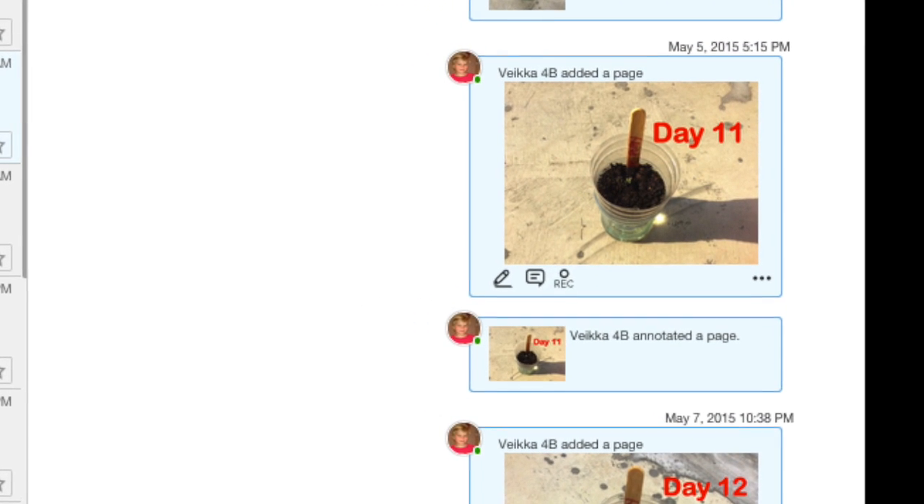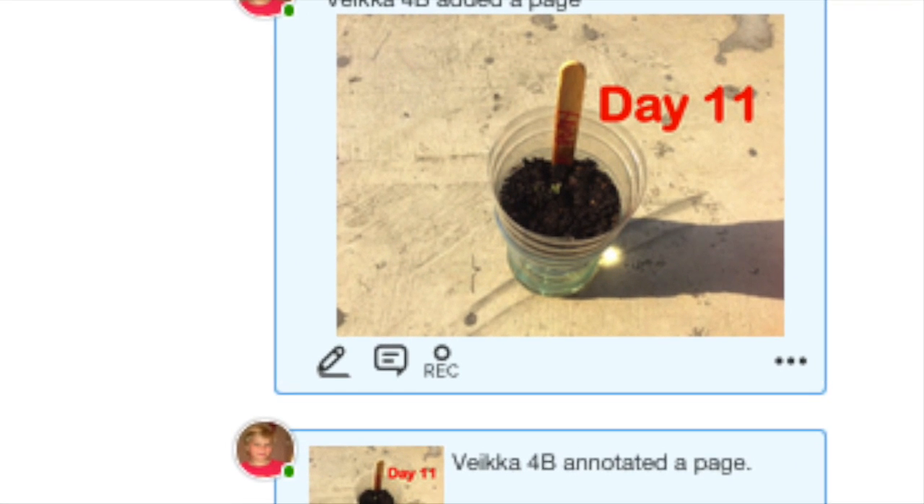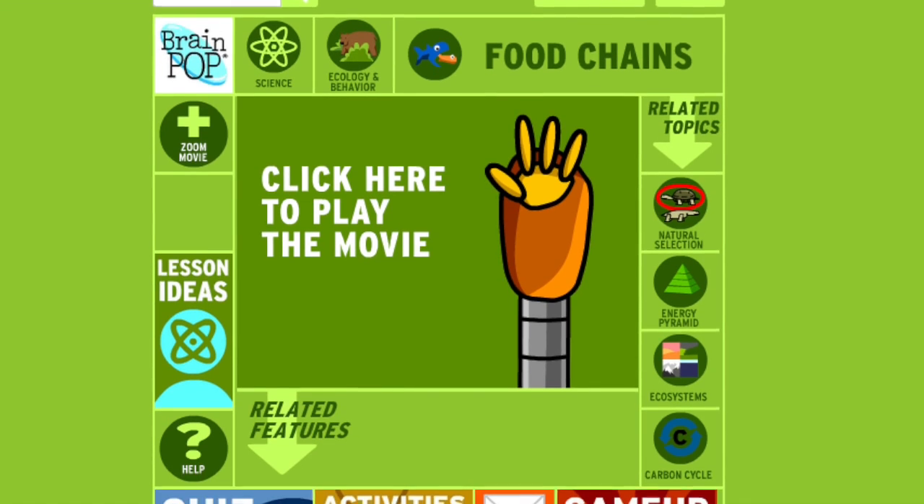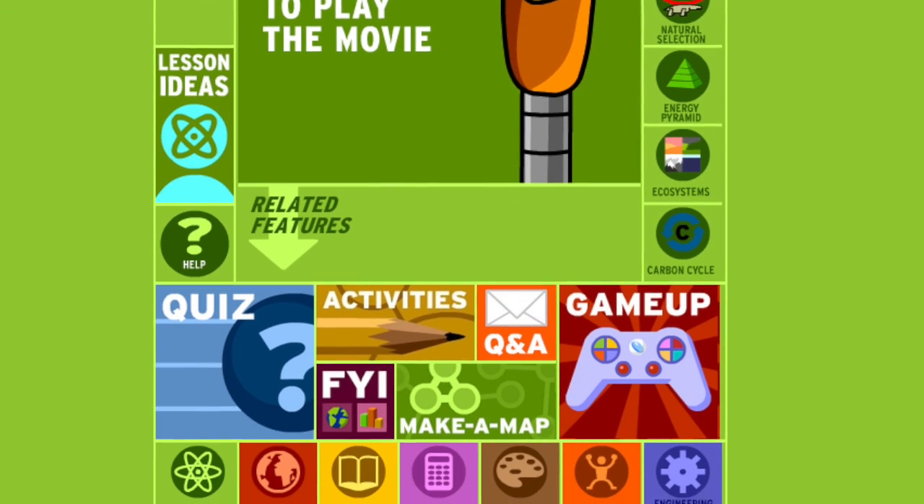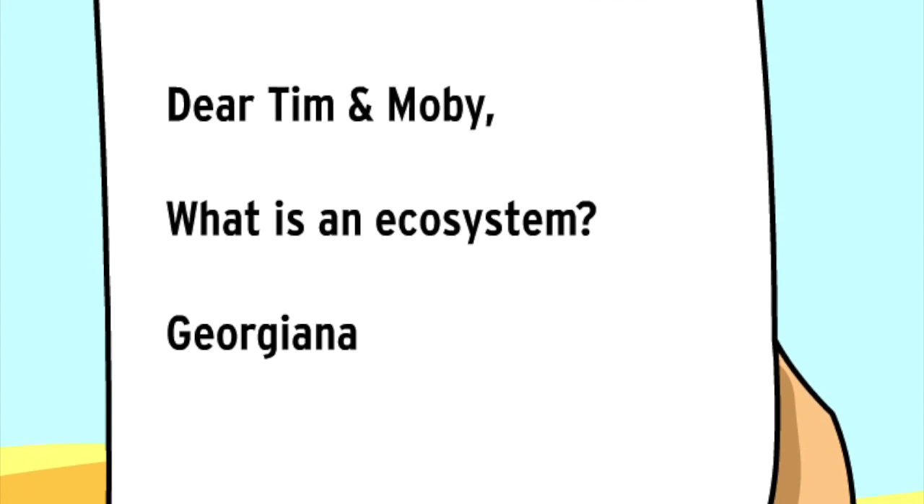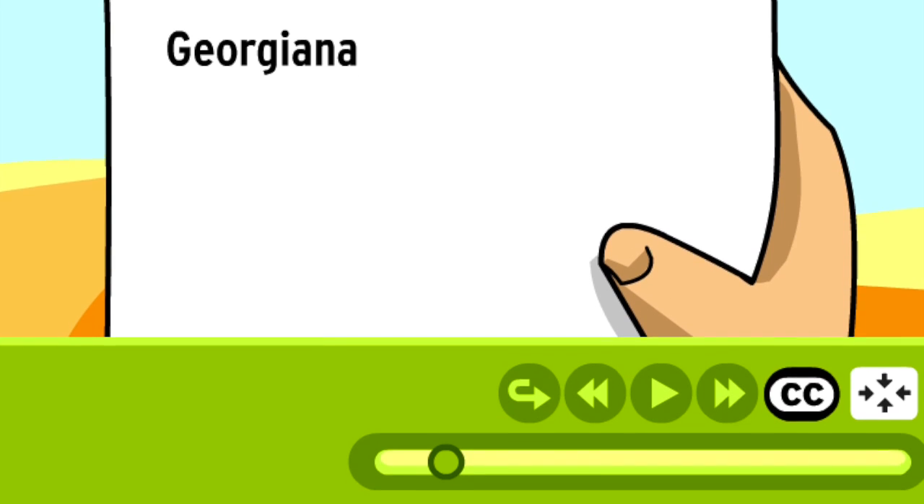As their teacher, I also have the option of annotating their documents right within the binder or leaving written or audio comments in response. We incorporated BrainPop videos extensively into the lessons for this unit. BrainPop videos starring Tim and Moby were popular with the students and served as a way to convey information that students found fun and interesting.